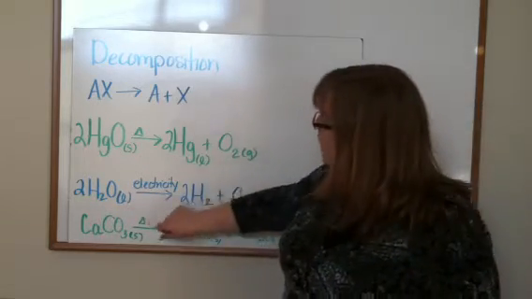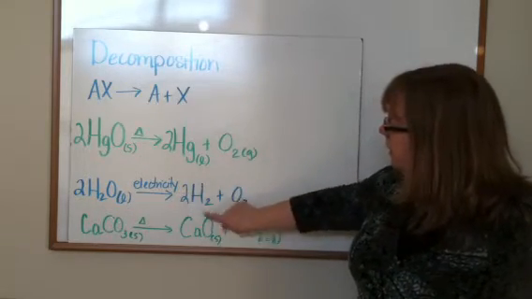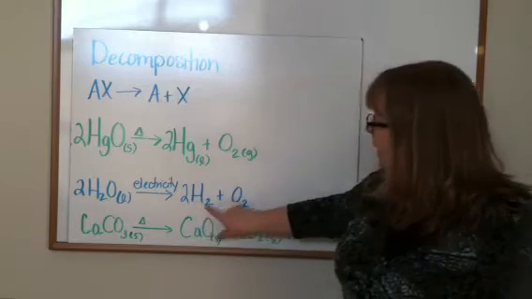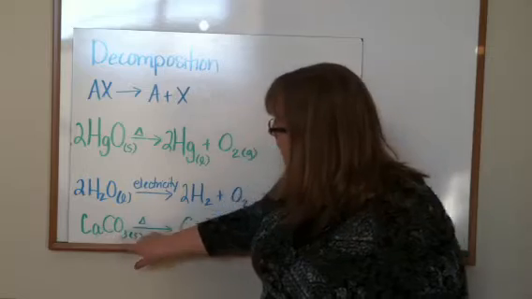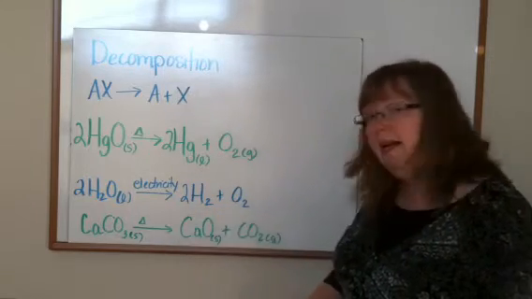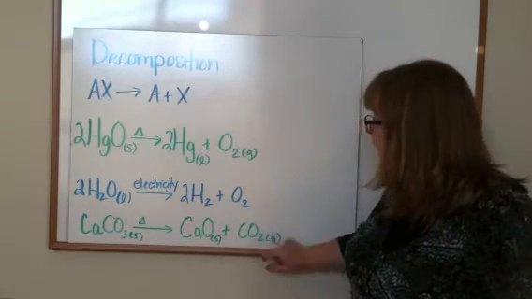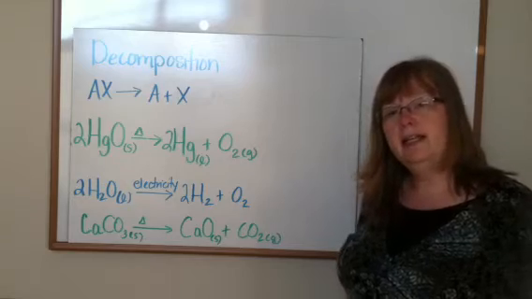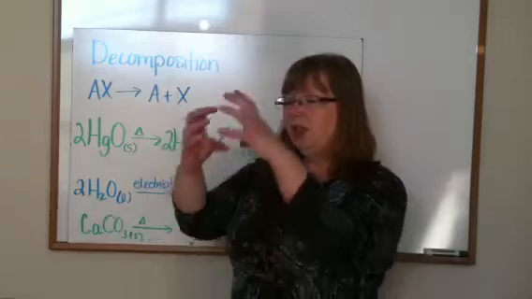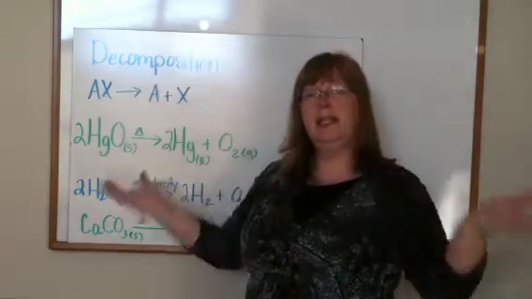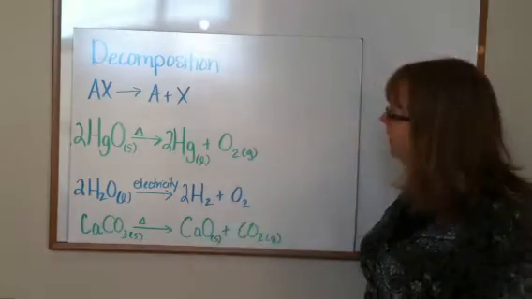Here with water, you can apply electricity to it, and it can decompose into hydrogen and oxygen. Here we have calcium carbonate, and when you heat that up, you get calcium oxide and carbon dioxide gas. So to classify a decomposition reaction, notice that you're starting with one thing and it's decomposing into 2 or more products.